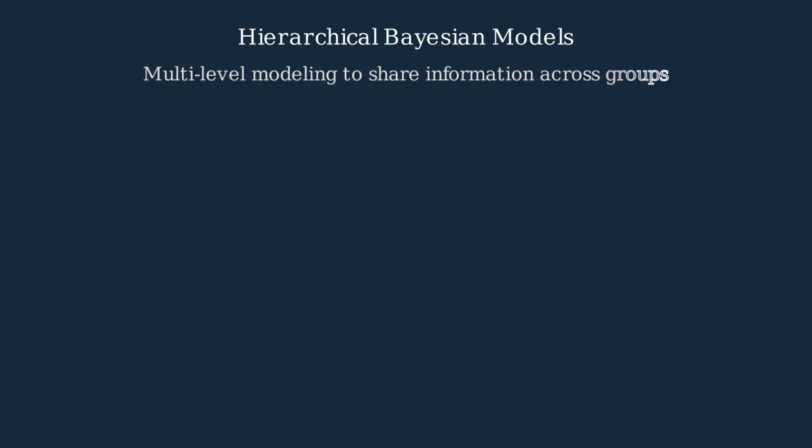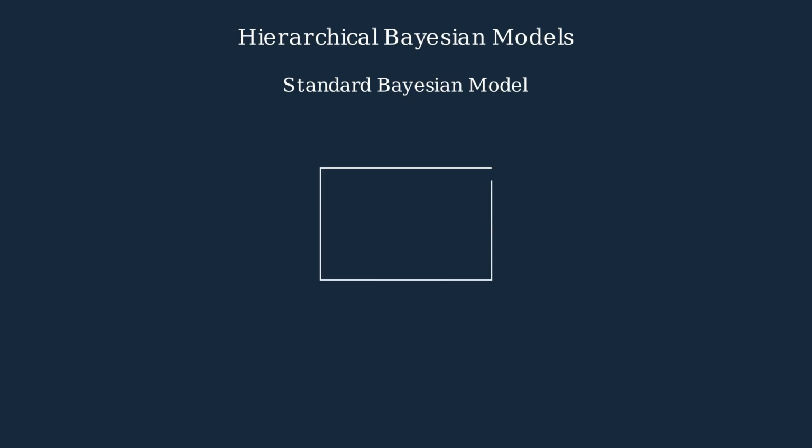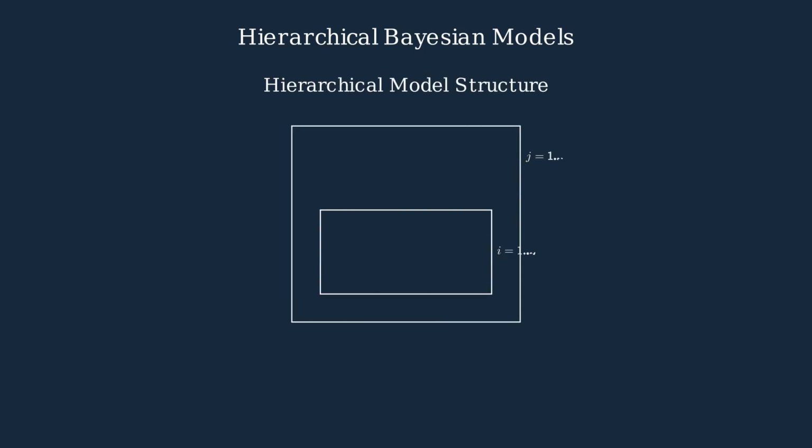Hierarchical Bayesian models extend traditional Bayesian approaches by organizing parameters in multiple levels, allowing information to flow between different groups. In a standard Bayesian model, we assume all data points come from the same distribution with shared parameters. In a hierarchical model, we organize parameters in multiple levels.